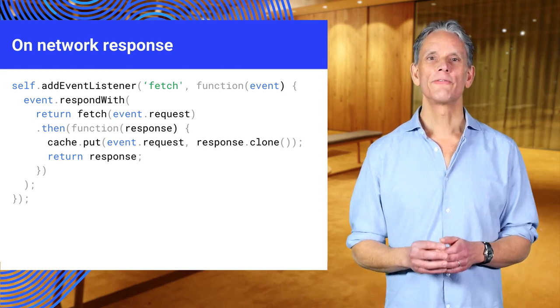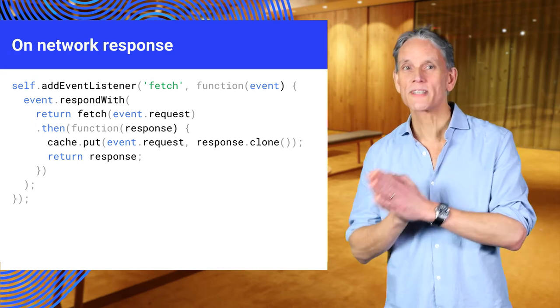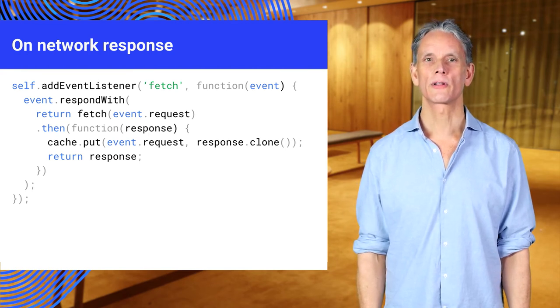Now, to allow for efficient memory usage, you can only read a response or request body once. In the code above, .clone is used to create additional copies that can be read separately.